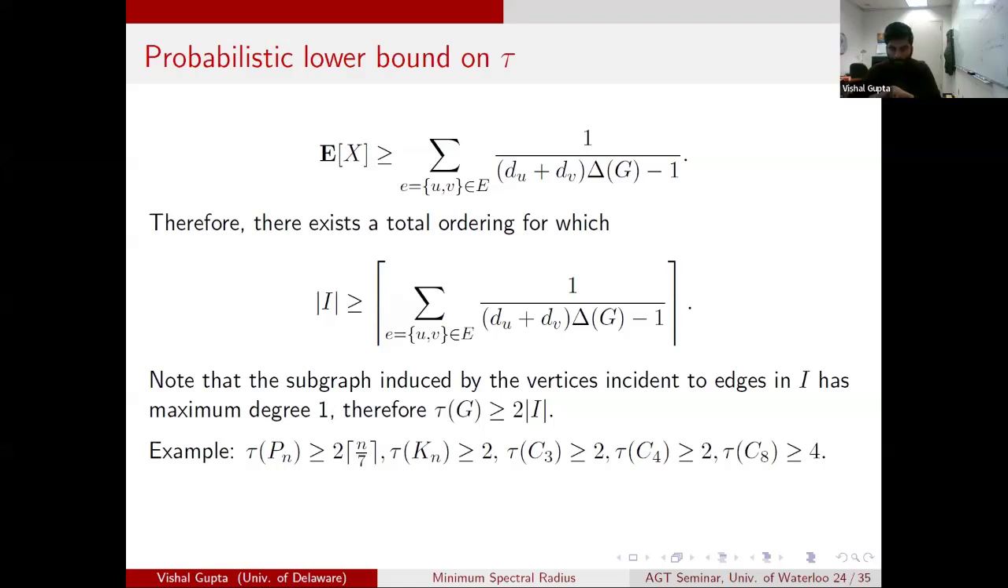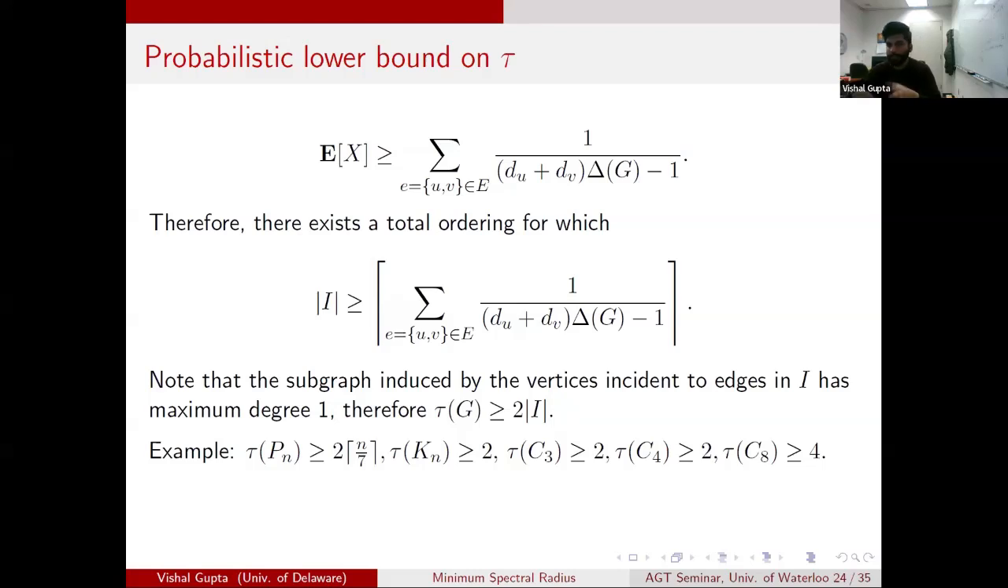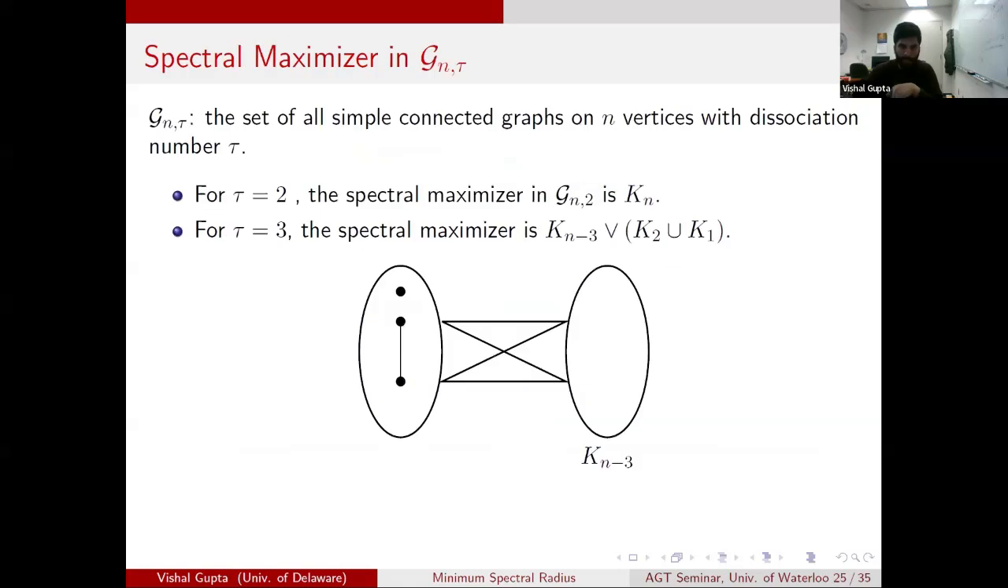So this bound, when we apply it to a complete graph or small cycles, is tight. But for some easy graphs like a path, it is way off. It gives us the value of 2n/7, whereas we know that the actual value is 2n/3. So I believe if we change how we define this set I, we can improve this bound. But our goal was to minimize the spectral radius, so we didn't spend much time on it.